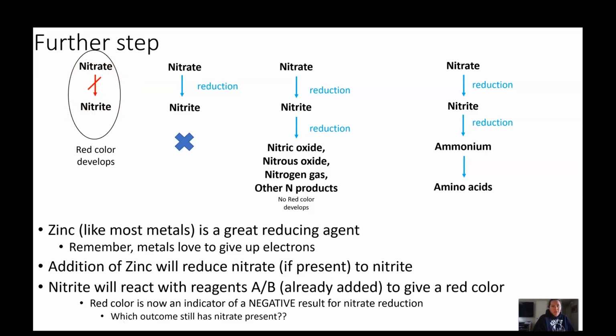I have my animation off. What's going to happen? Let's see here. There we go. When we add zinc, zinc is going to reduce the nitrate to nitrite. The nitrite is going to react with reagents A and B, and now we're going to get that red color develop. And now it's a negative result.